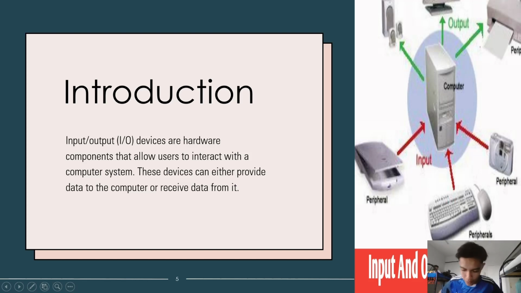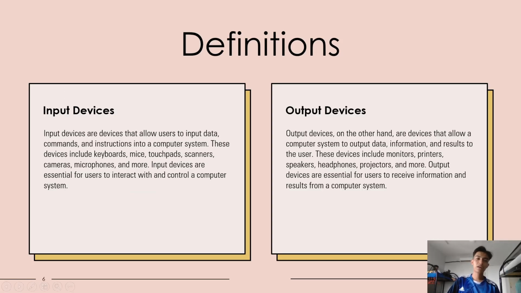Now we will start with the introduction to input and output devices. Input and output, known as I/O devices, are hardware components that allow users to interact with the computer system. These devices can either provide data to the computer or receive data from the computer. These are the two definitions for input devices and output devices.